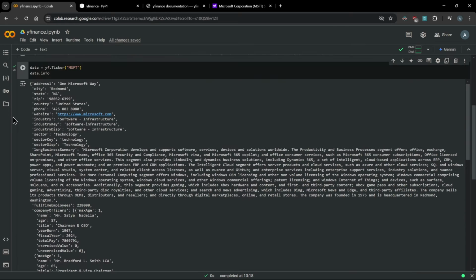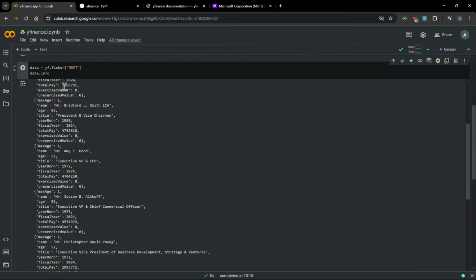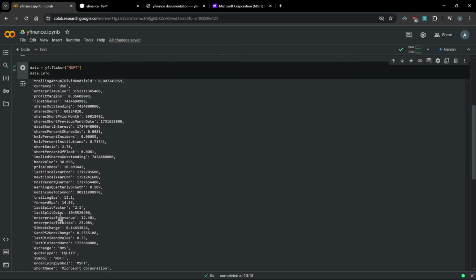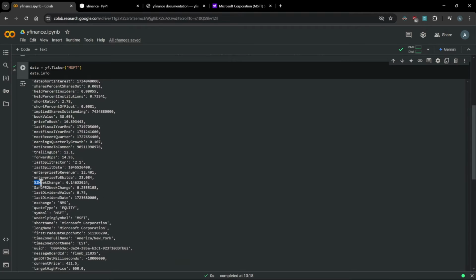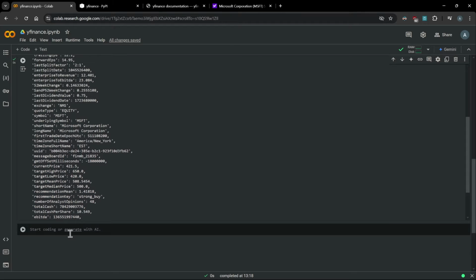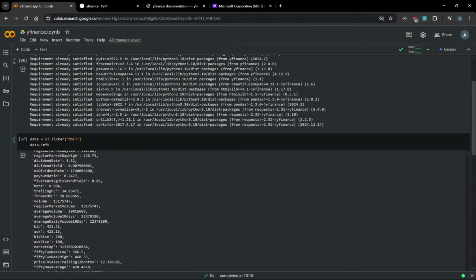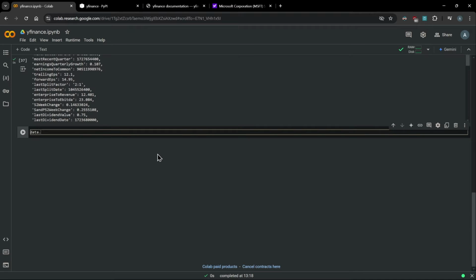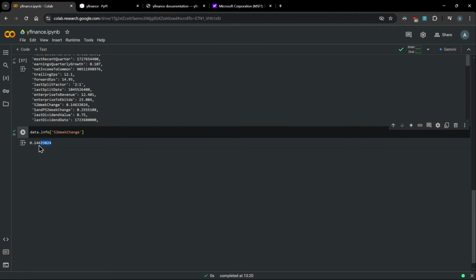So now if you want a particular measure from all of these components, let's say you want 52-week change. It's a very tedious process to go through all of this and search where 52-week change is. So you can just say data.info of 52-week change, and you'll get the 52-week change alone. So you can do this as well.